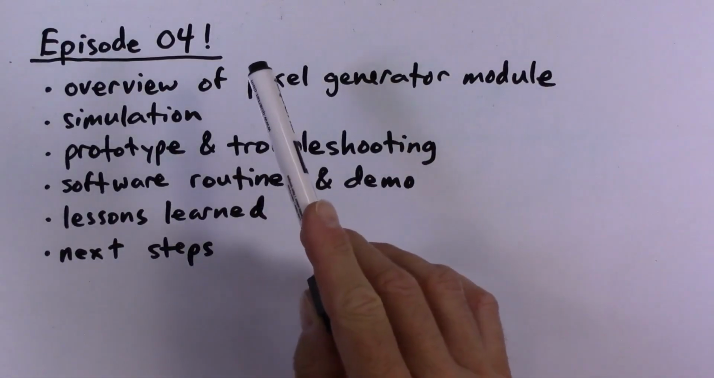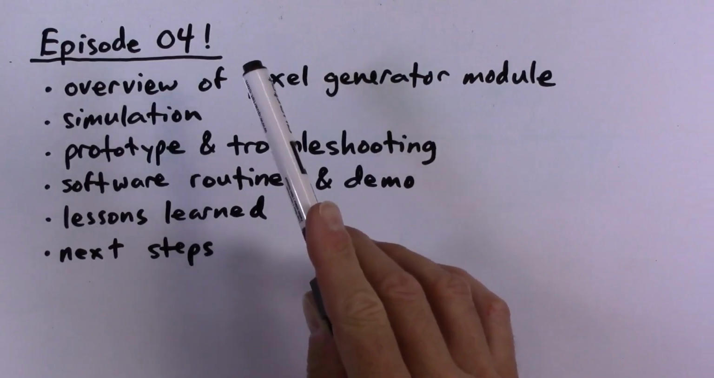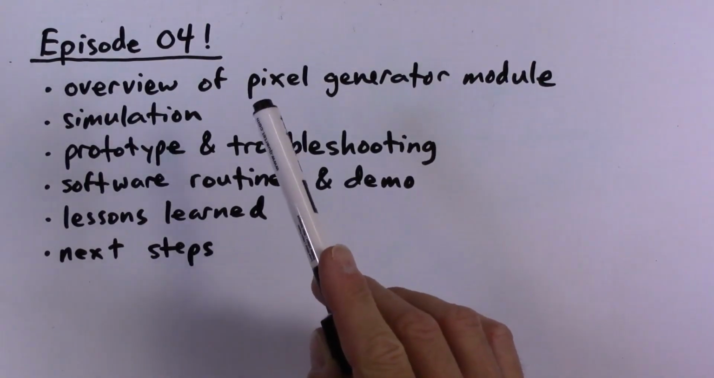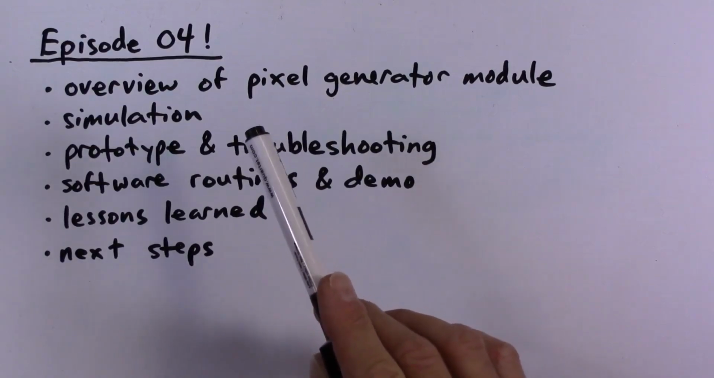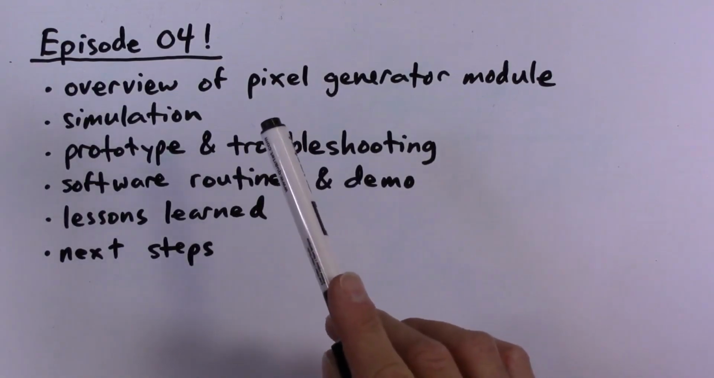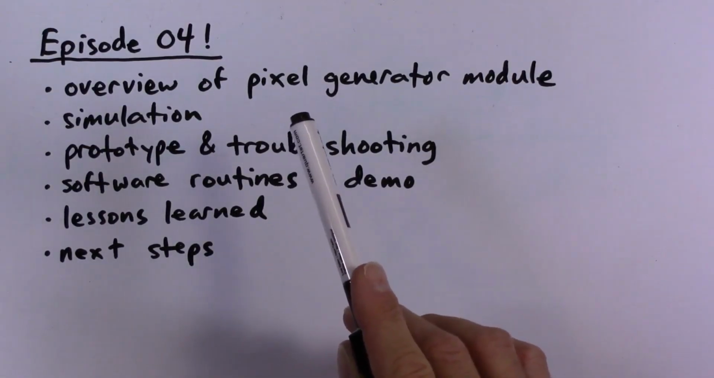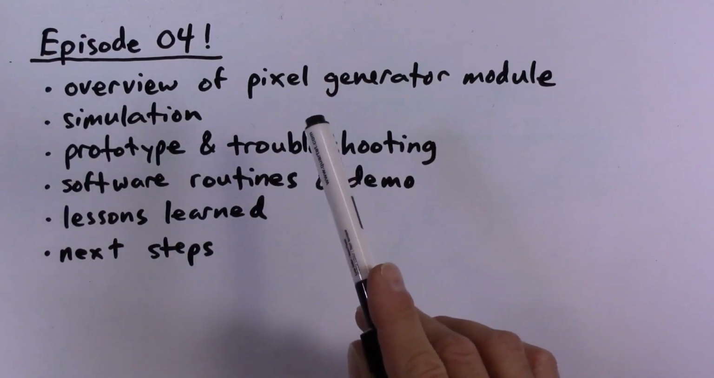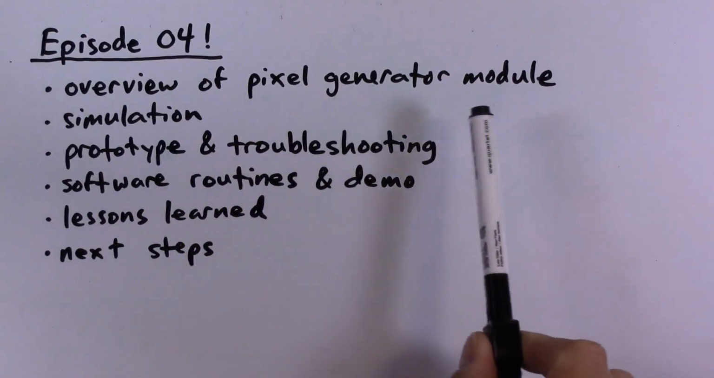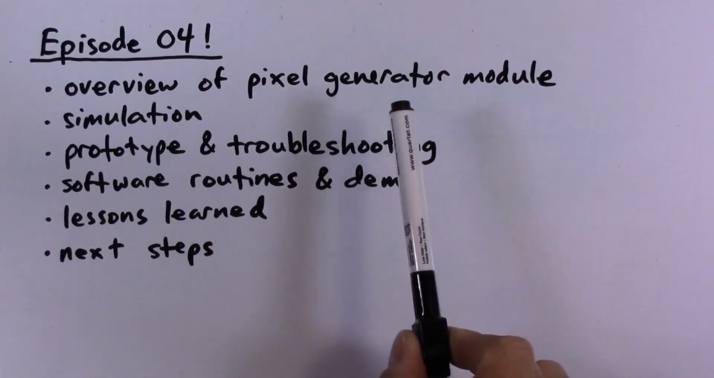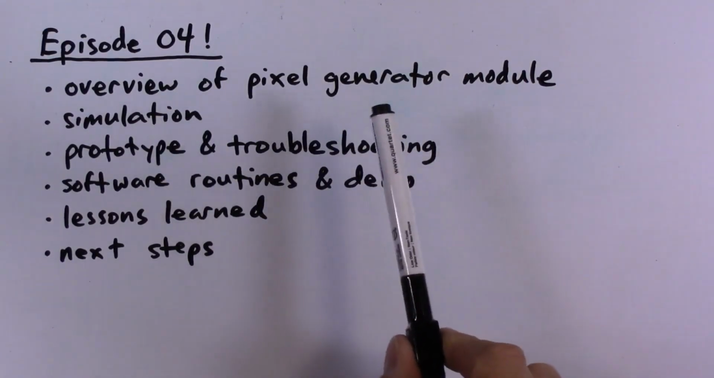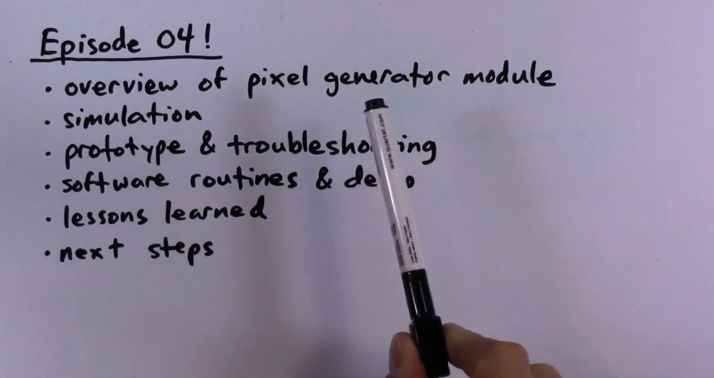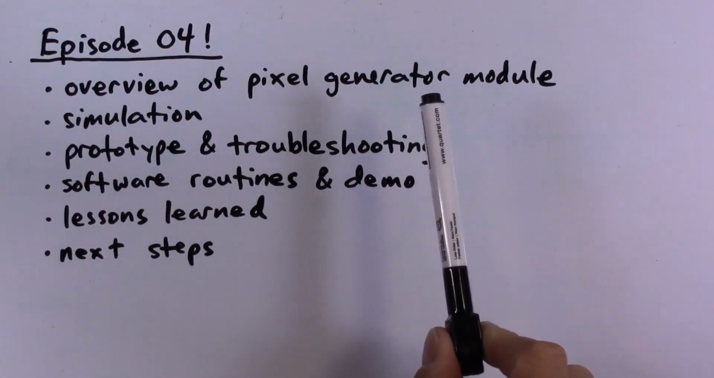All right, welcome to episode 4 of the Hardware VGA series. In this series, I'm creating an 80 by 30 VGA text display using 74ACT logic, dual port static RAM, and GAL devices. In this episode, I will present a brief overview of the pixel generator module. That's the module that takes the character and attribute data fetched from video memory and renders them as a sequence of colored pixels on the display.